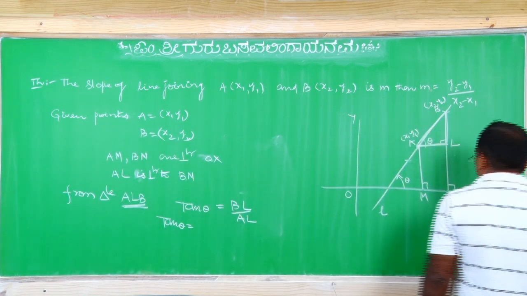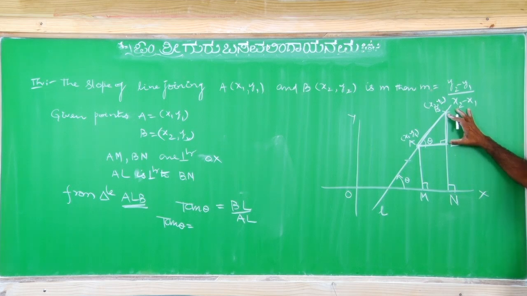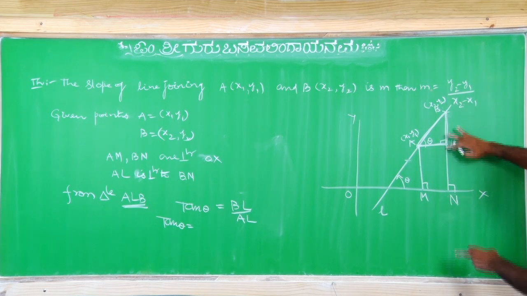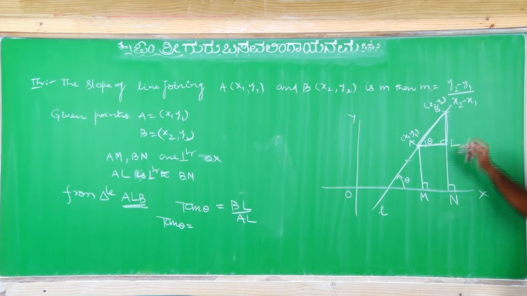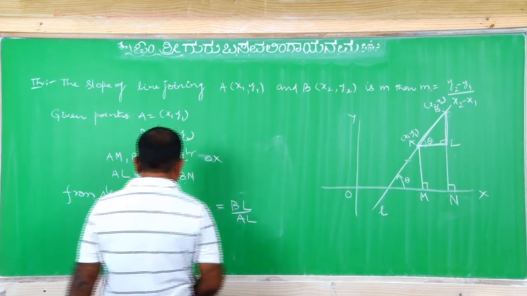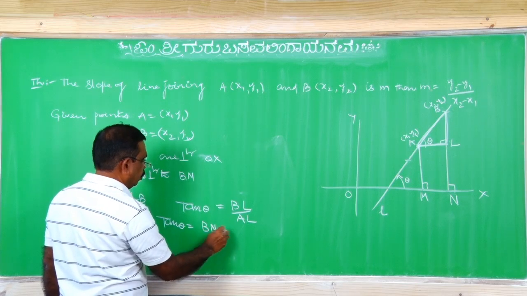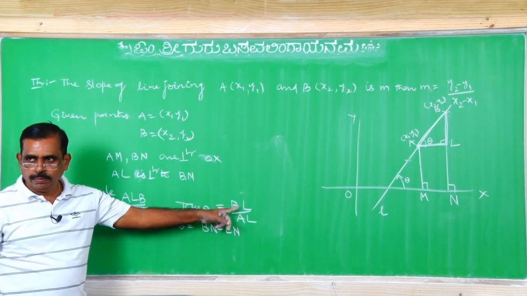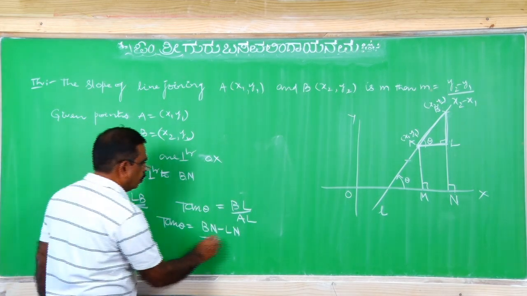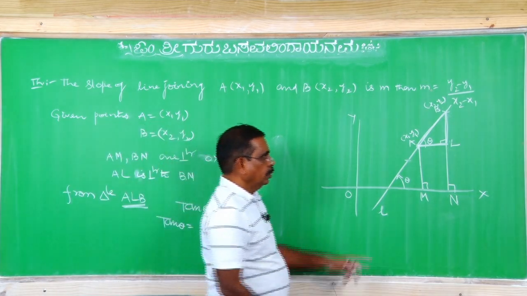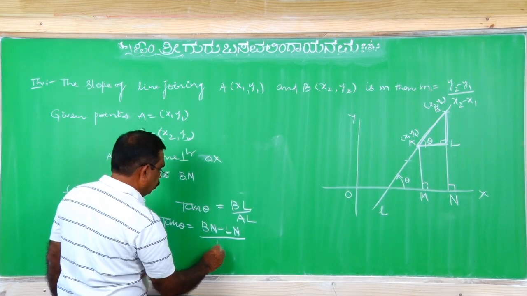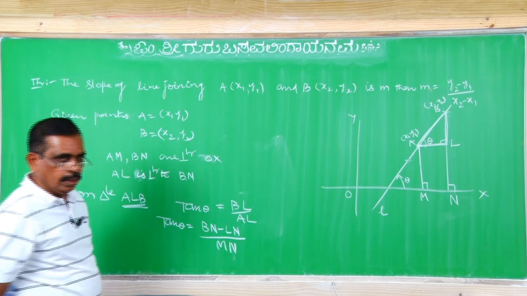Observe this side, all of them. BL, here to here distance. This distance can be written as BN minus LN. BN, here to here I am finding. BN minus LN gives BL. Correct or not? BN minus LN is nothing but BL. Correct or not? Next, AL. This is AL. AL is equal to MN. Write down. AL is equal to MN. Note down.